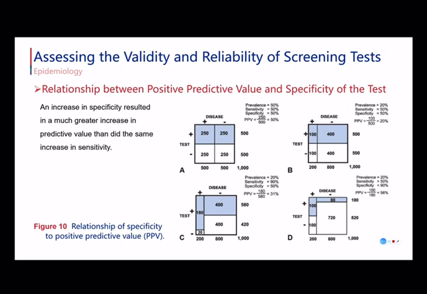What if, instead of increasing the sensitivity of the test, we increase its specificity? Figure 10D shows the results when prevalence remains 20% and sensitivity remains 50%, but specificity is increased to 90%. The predictive value is now 100/180ths or 56%. Thus, an increase in specificity resulted in a much greater increase in predictive value than did the same increase in sensitivity.